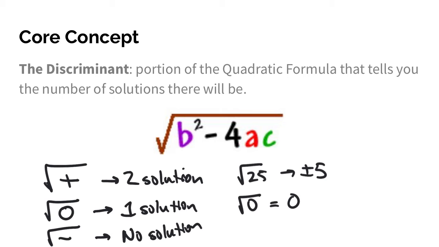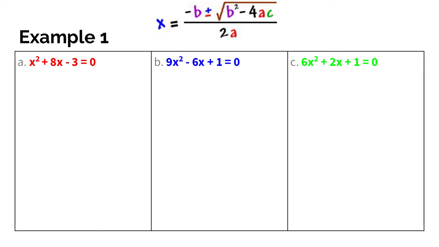So this discriminant, based on the numbers a, b, and c, is going to dictate how many solutions we're going to have. So this is the most important part of the quadratic formula. All right, so now let's go through some examples on how to use the quadratic formula. In this first example, we're just going to simply look at the discriminant part.